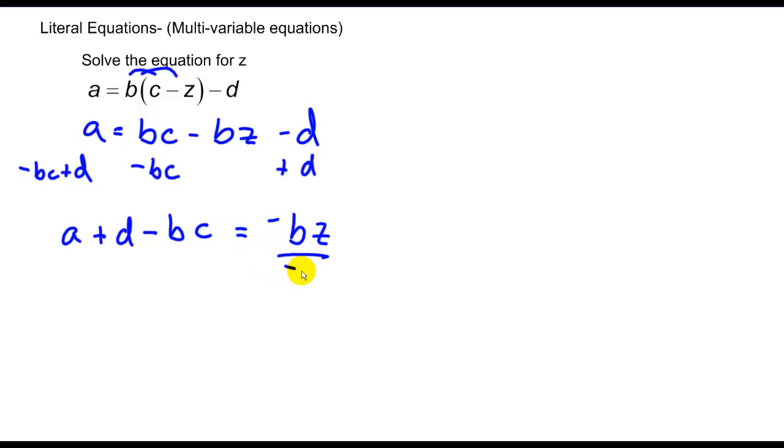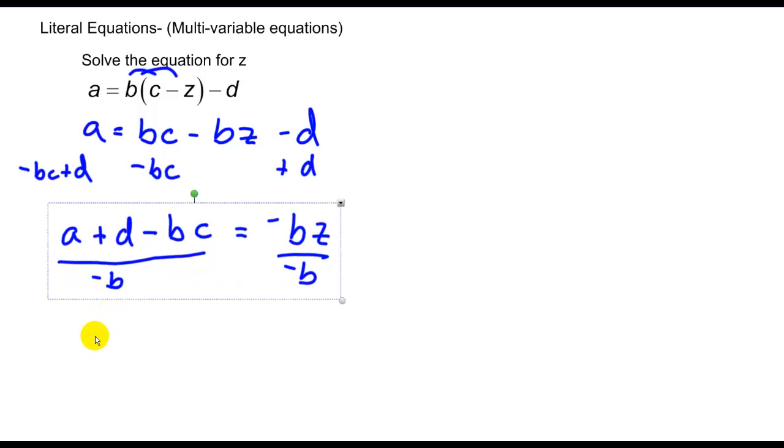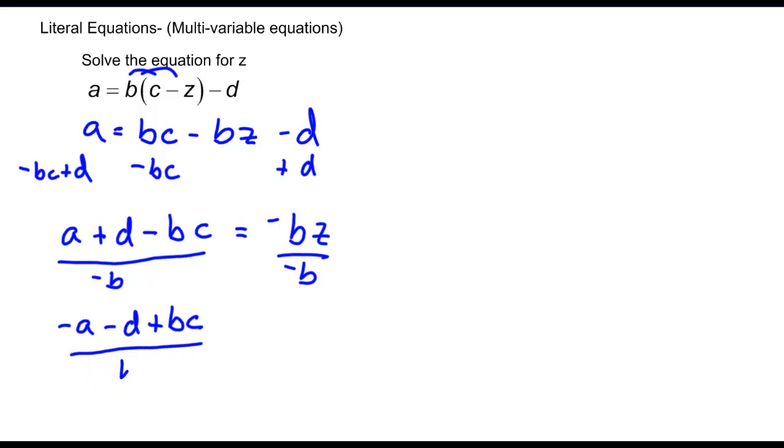If I divide both sides by negative b, I end up with the following term on the left. Typically, publishers don't leave negatives in our denominator, so we'll divide a negative 1 into each of these terms, and that will be my answer. I have negative a minus d plus bc over b is equal to z. And thus I've solved my literal equation for the variable z.